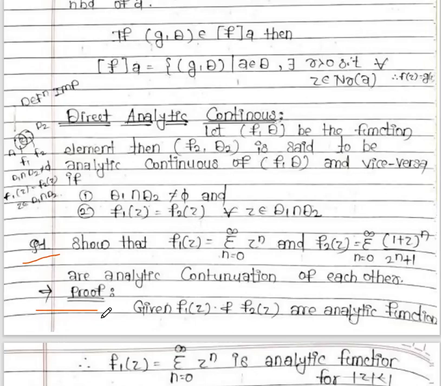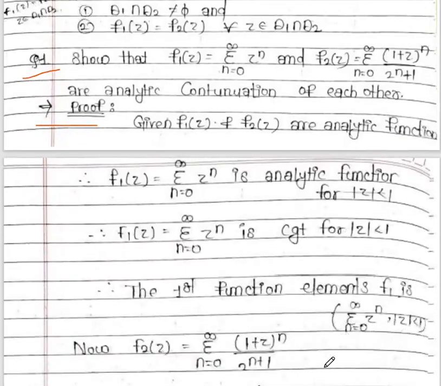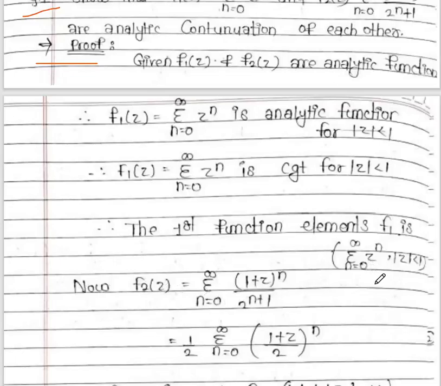What is given? We are given that f1 of z and f2 of z are analytic functions. f1 of z equals summation n equals 0 to infinity z to the power n, which is an analytic function for mod z less than 1. Therefore it converges for mod z less than 1. So the first function element f1 is summation n equals 0 to infinity z to the power n, mod z less than 1.